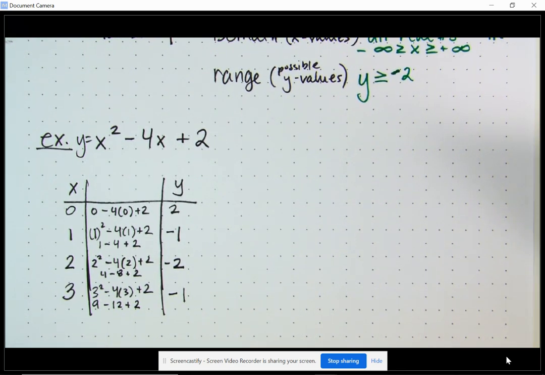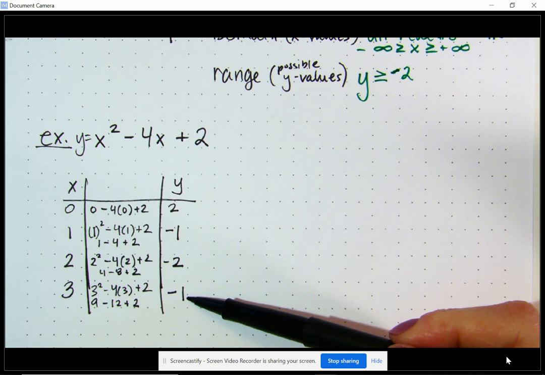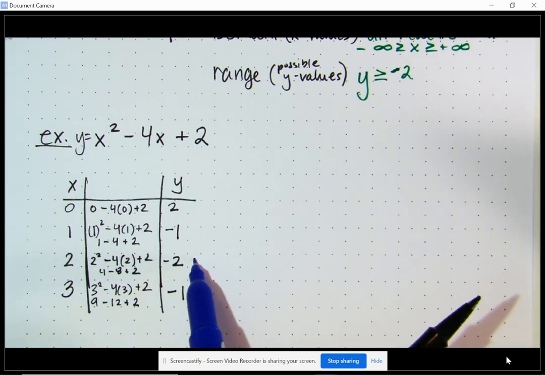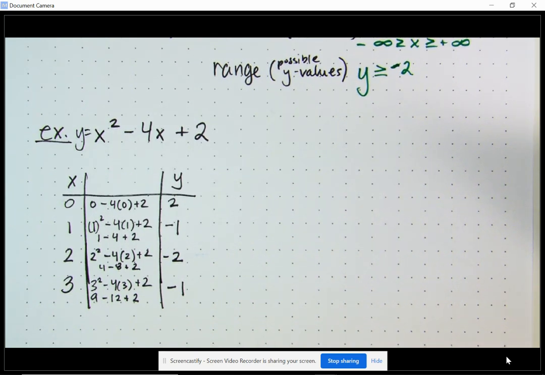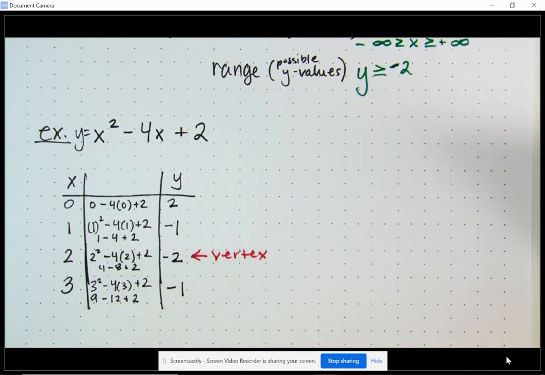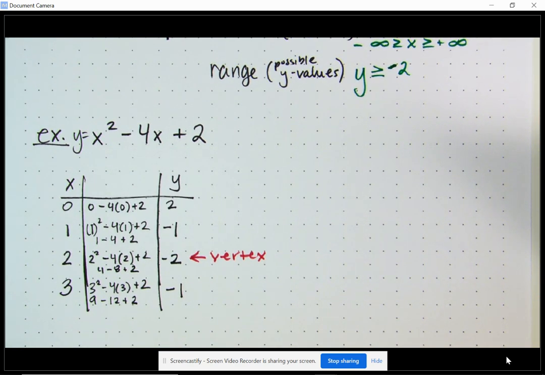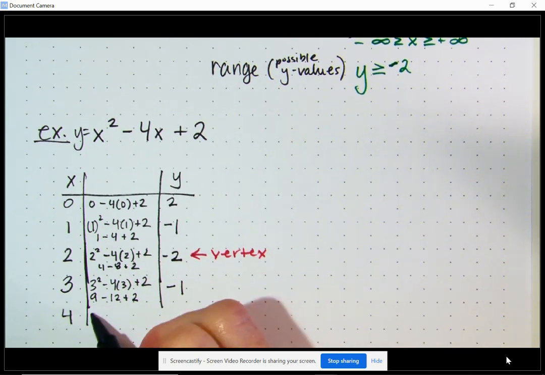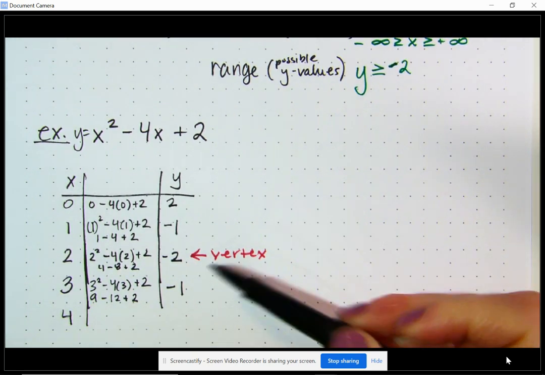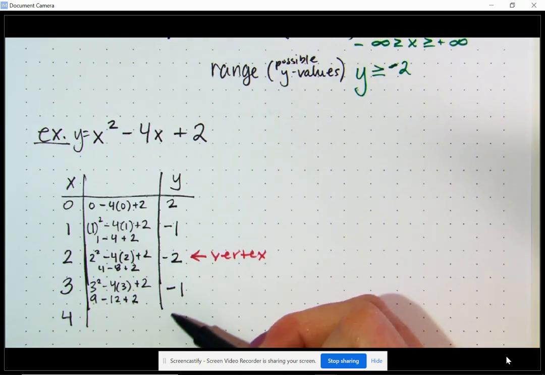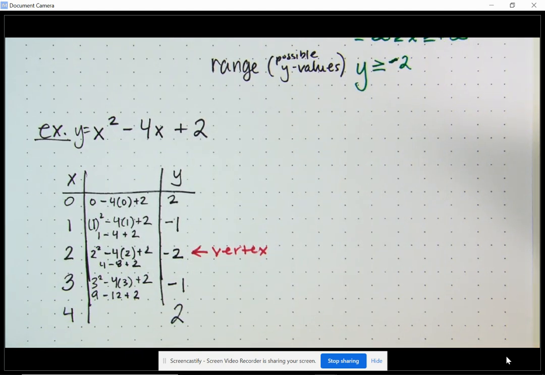And if you notice now, I've got a repeated output. So that tells me that this is my vertex. So I'm going to continue on. I'm going to do one more here. And because I know that this is my vertex, I can predict that my next output is going to be a 2.